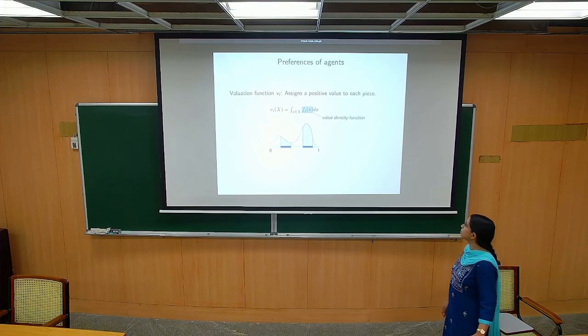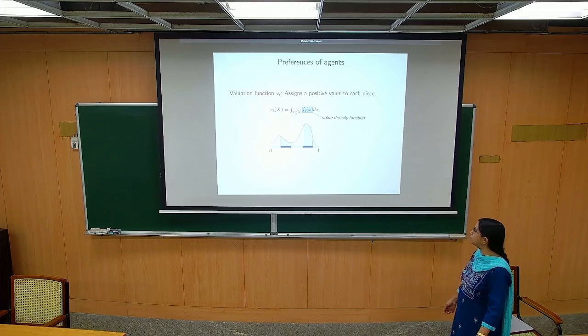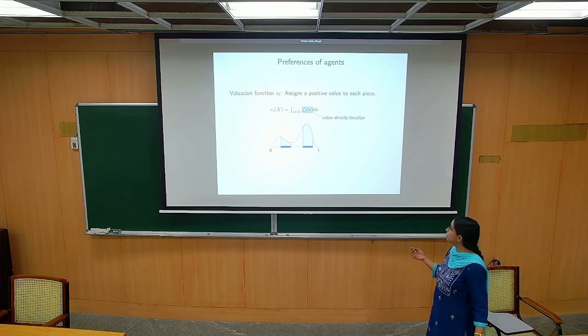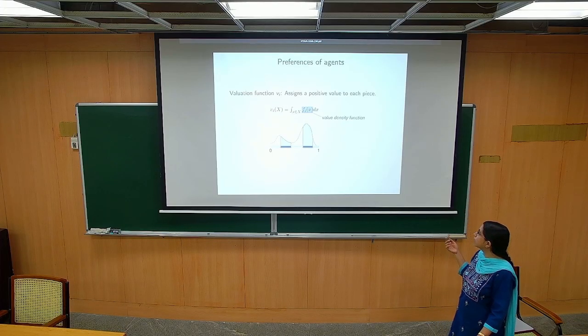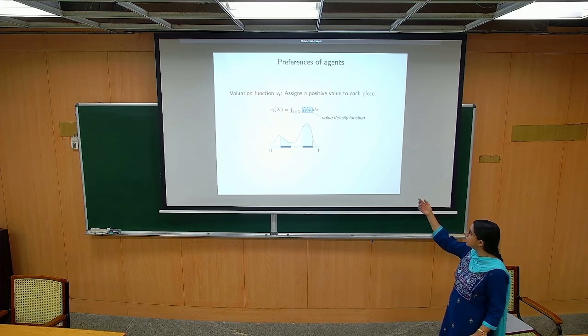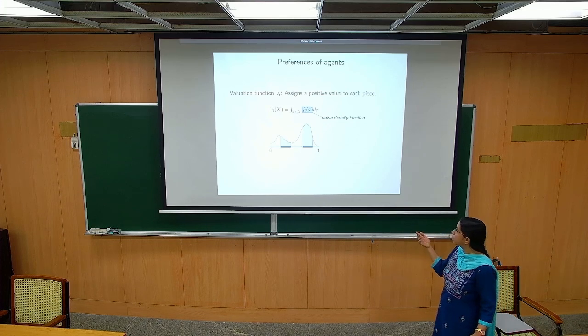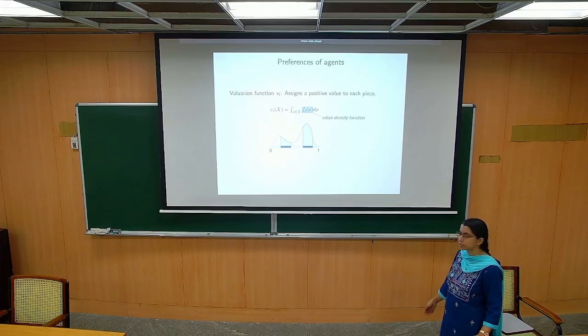So, more formally, the valuation function vi assigns a positive value to every piece, and for any x we can just find vi of x as the integration of the value density function. Just like we have continuous probability distributions, here there is a density function and the value of an interval is obtained by integrating it over the particular interval.